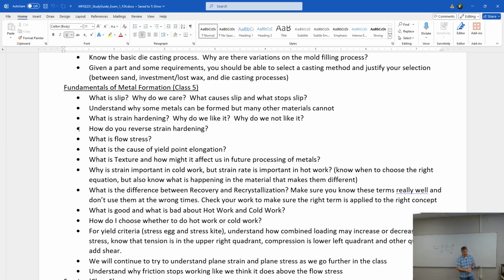Know what is good and bad about hot and cold work. What are the advantages or disadvantages of working in each of the regions? There are all kinds of differences with energy usage and materials that you have to use to do it and how hard it is to get things to deform.